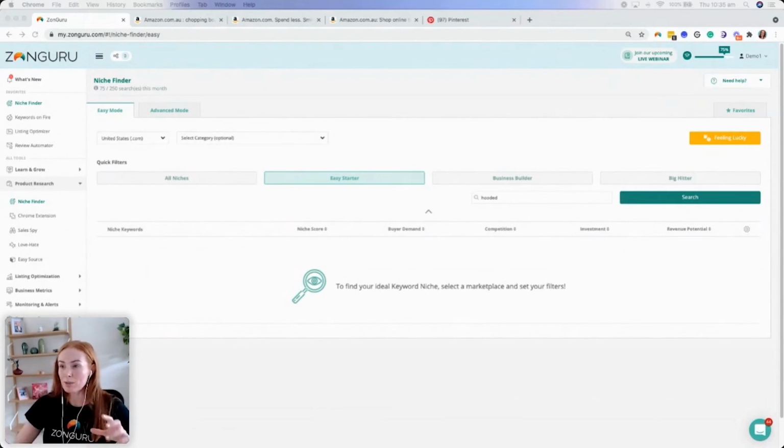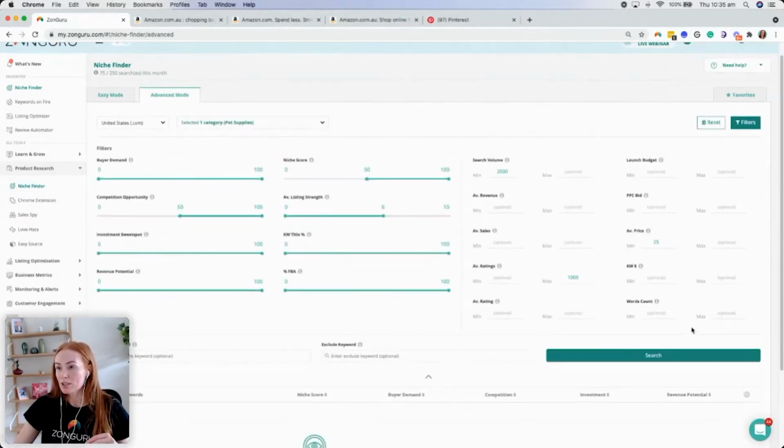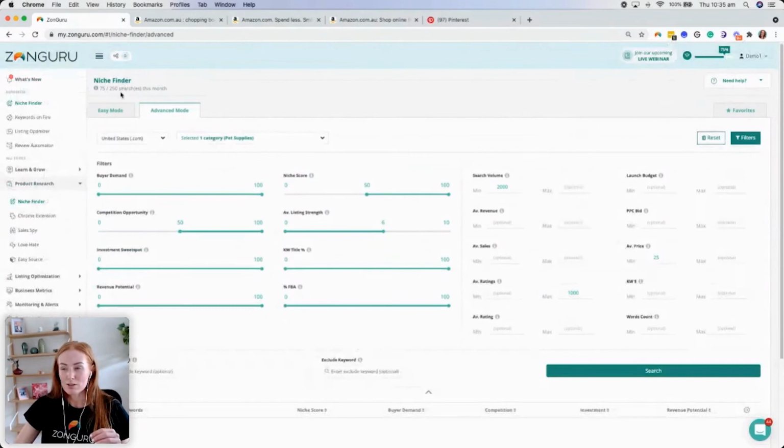So what I would also be doing with Niche Finder is very much using that favorite option, because I'm not sure if you can see, it might be too small. You do have a number of searches each month. There are a lot, but you'll find that you can go through them when you're really in that research phase. Use your favorites, because you can come back to your favorites anytime without using a search. It's always there for you.